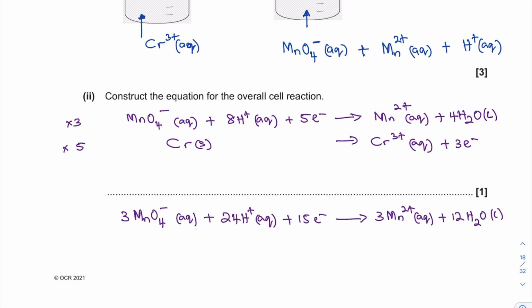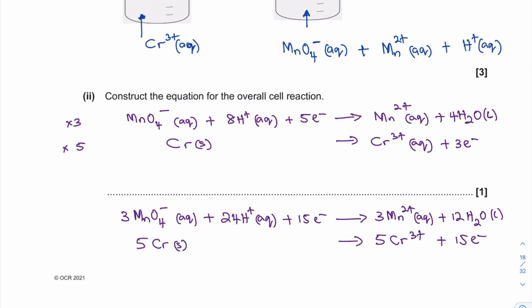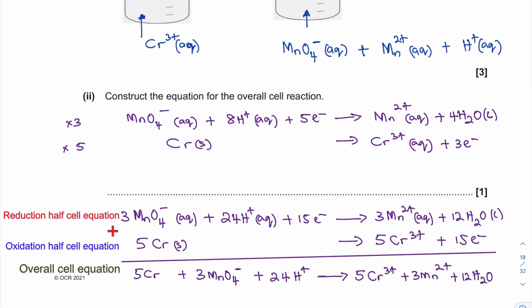So we have to multiply, because we have 3 electrons being given off, and the other needs 5. So we multiply that by 3 and that by 5. If we multiply that by 3, we get this, and if we multiply it by 5, we get this. Then we draw a line and find the overall equation. This one is reduction and this is oxidation. Reduction equation, oxidation equation, and overall equation is here. The 15 electrons cancel.